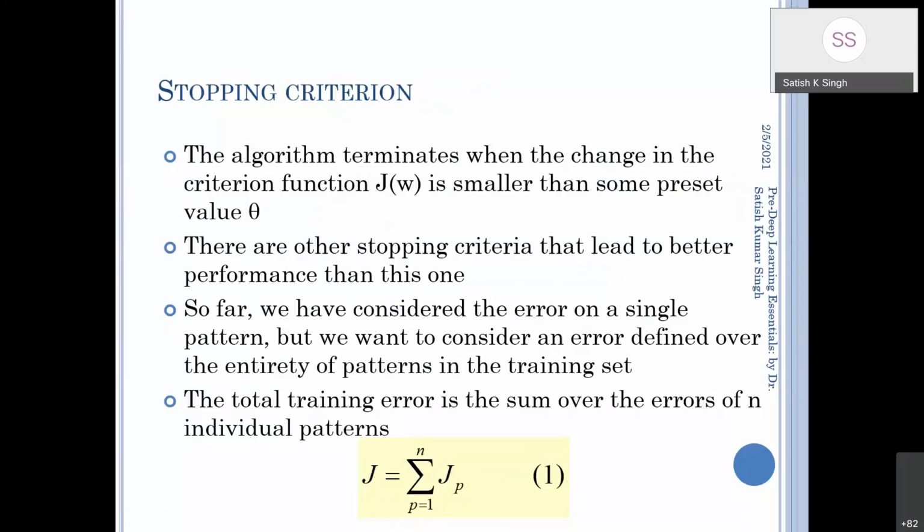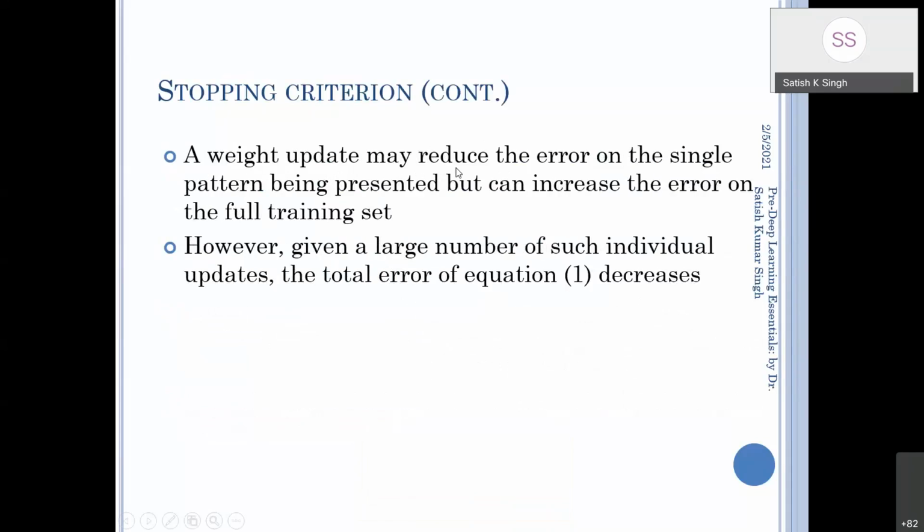We could update the weight step by step. You present the data, you update the weight. You present the next data, again update the weight. So this kind of iteration is possible. But there are certain issues. A weight update may reduce the error on the single pattern being presented, but can increase the error on the full training set. It is possible.